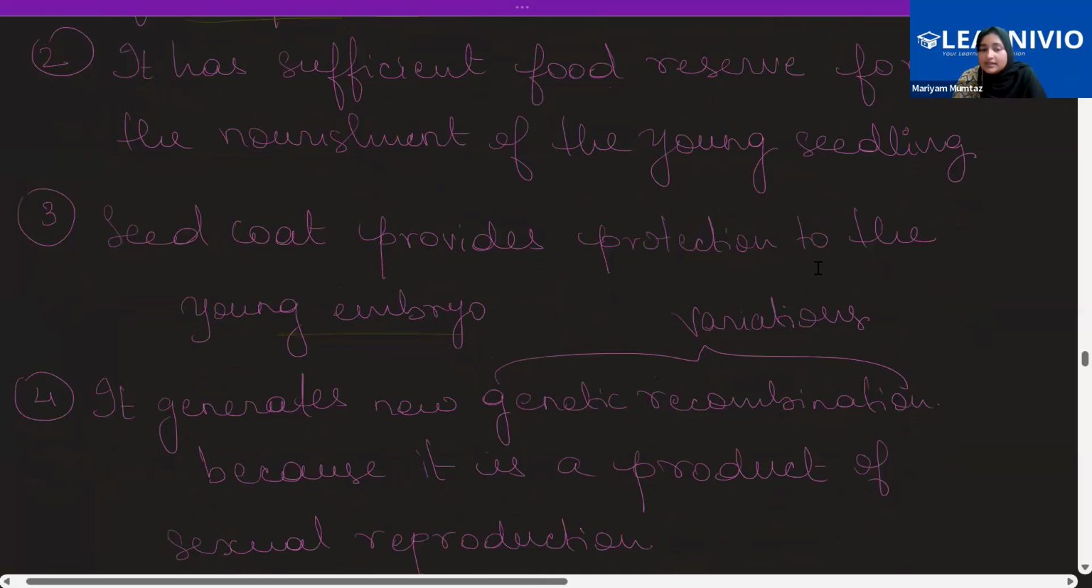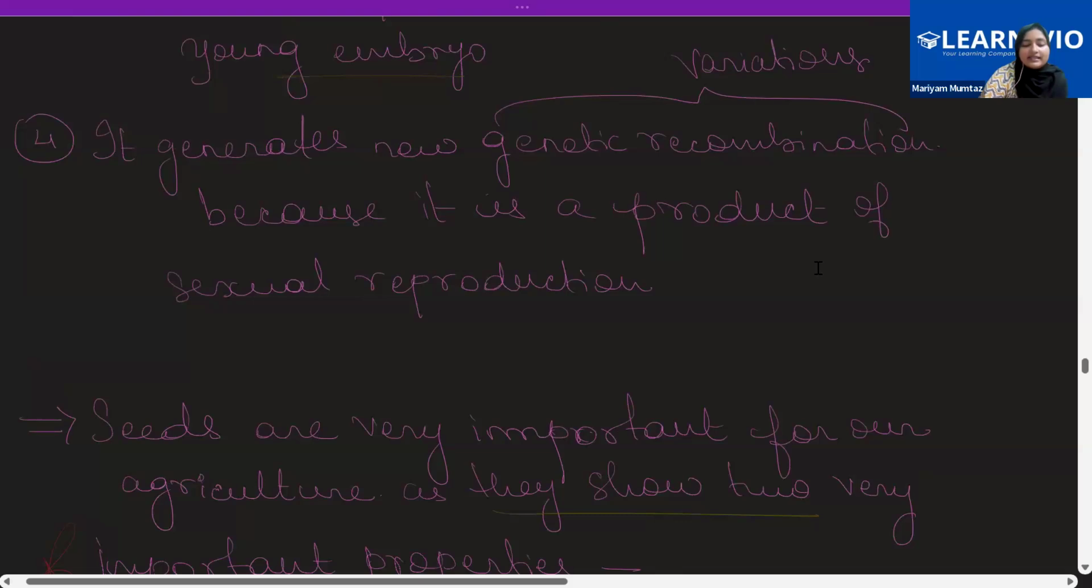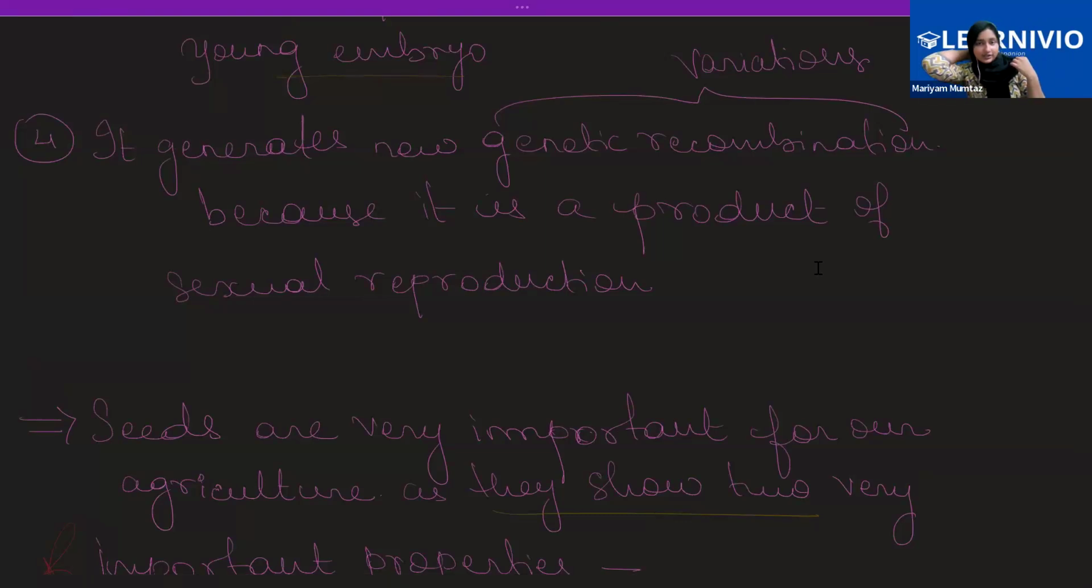And lastly, because seed is a product of sexual reproduction, obviously there are going to be variations in them. Variation means introduction of new characters, which helps them to survive better. So that is your seed. Seeds have advantages because of these 4 points. Clear?